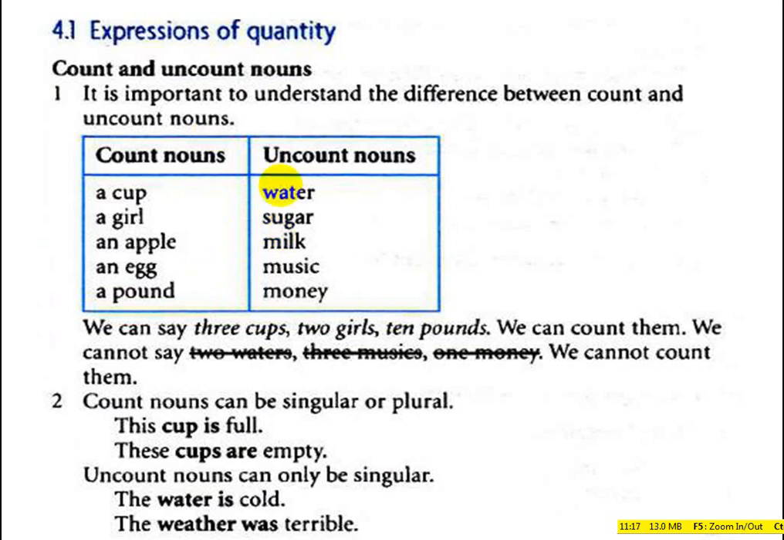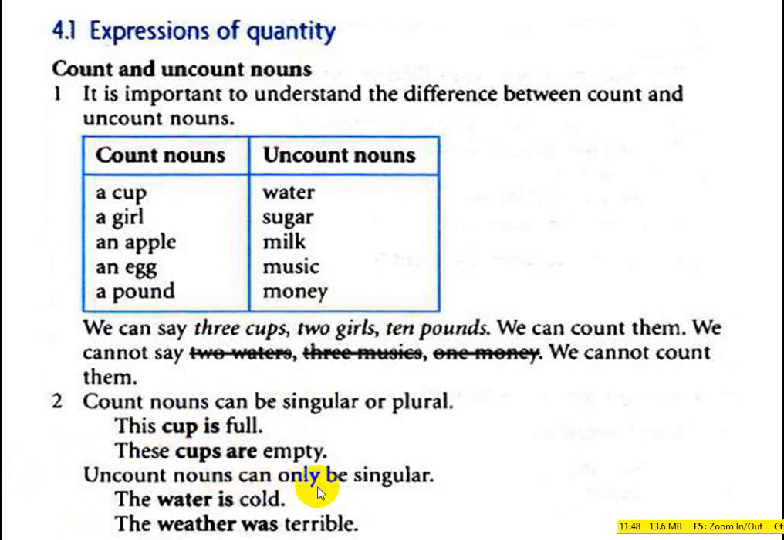We can say 3 cups, 2 girls, 10 pounds. We can count them. We cannot say 2 waters, 3 musics, 1 money. We cannot count them. Count nouns can be singular or plural. This cup is full. These cups are empty. Here cup is singular and here plural.